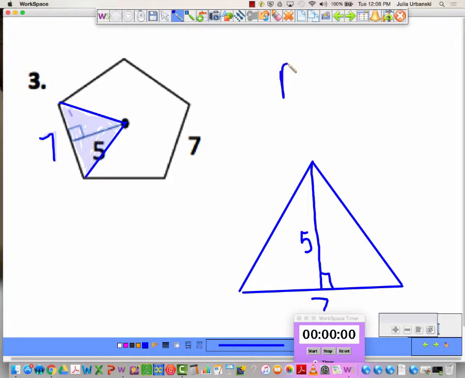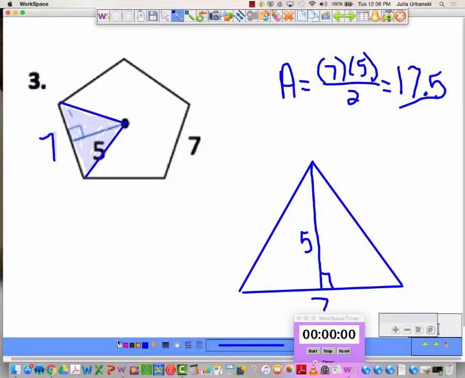So this triangle has an area of base times height, 7 times 5. 18.75? Oh, never mind. I'm lying. Is it 18? That's 17.5. I did something wrong. Is it 17? Yeah. 17.5. Good. Now think about that. This is the little triangle, area of that triangle. What does that mean? That means that this little triangle is 17.5.